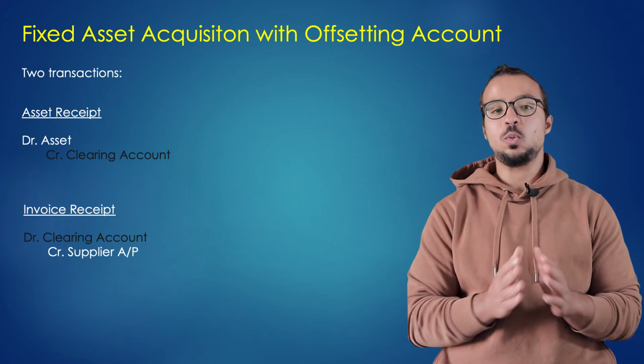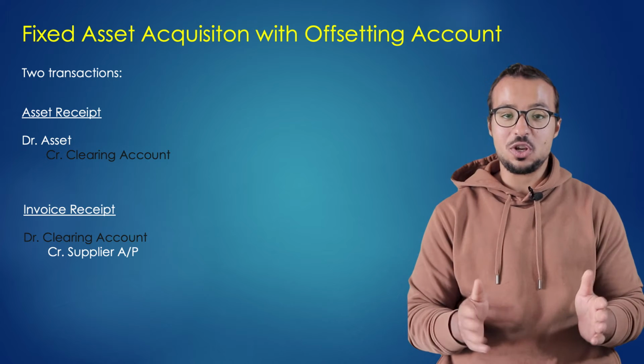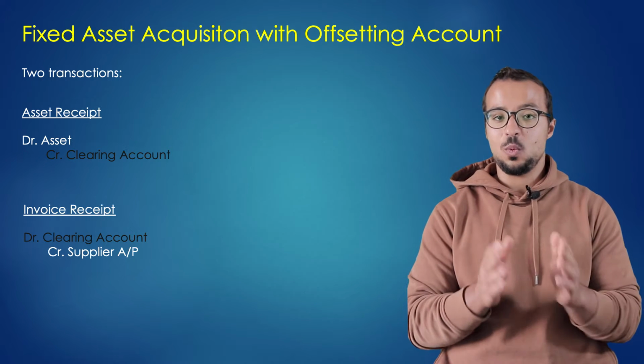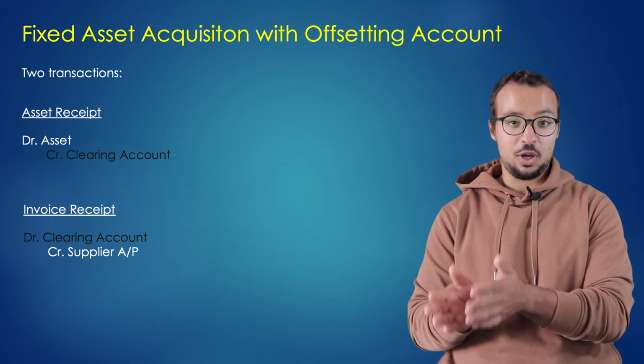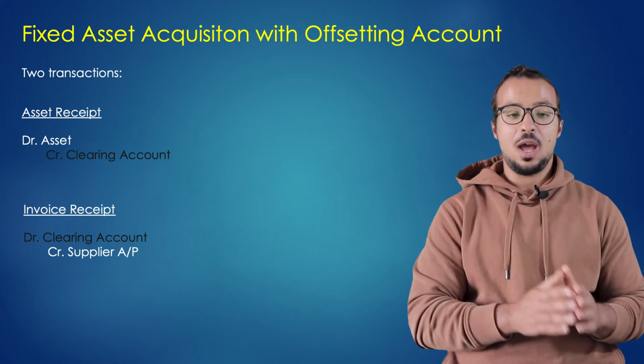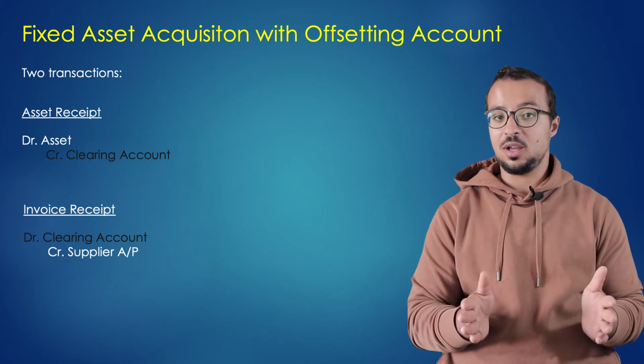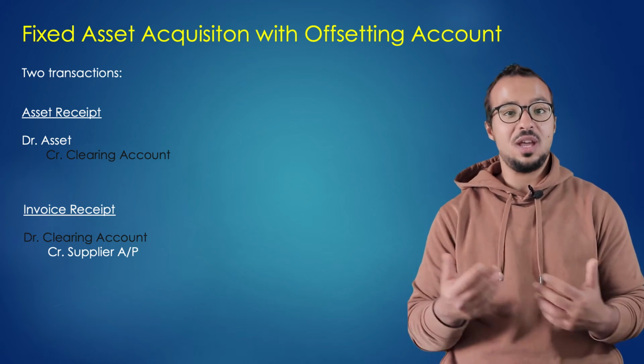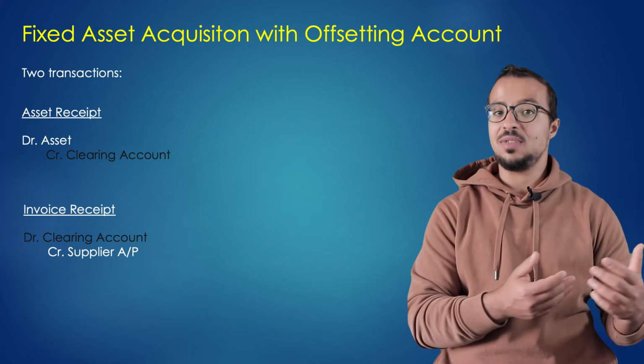We use this process when we want to split the asset acquisition into two different transactions. One transaction for the receipt of the supplier invoice and one transaction for the receipt of the asset itself. And this is a very used option in real life because normally we receive the invoice at a different time than when we receive the asset itself.